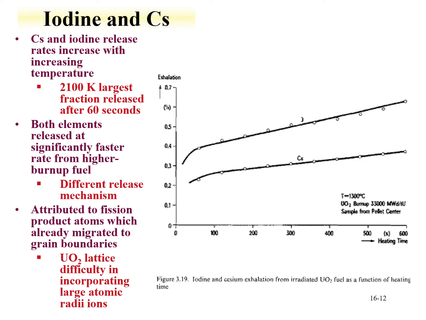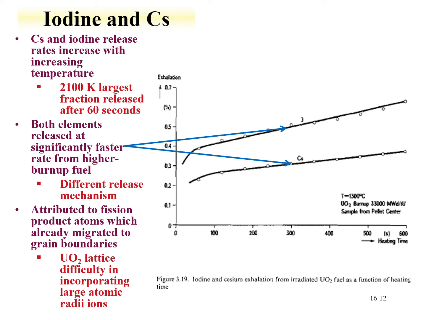Not only do we see the overall amount of material being released, but the release rates increase with temperature. If you have a relatively high temperature, 2,100 K, there's a very large release rate in a very short period of time, 60 seconds. And we see that both elements can be released at significantly faster rates with higher burnup fuel. Here's an example of uranium burnup at 33,000 megawatt days per ton of uranium. And we see that for the release of iodine and cesium, there's an initial increase, and then the release reaches a constant rate as a function of time.